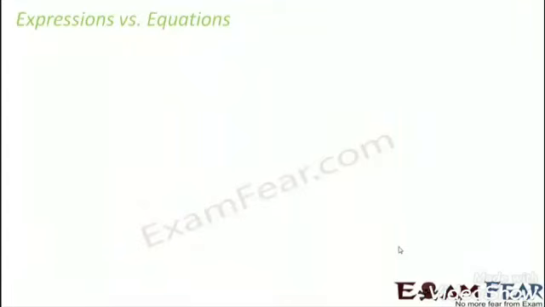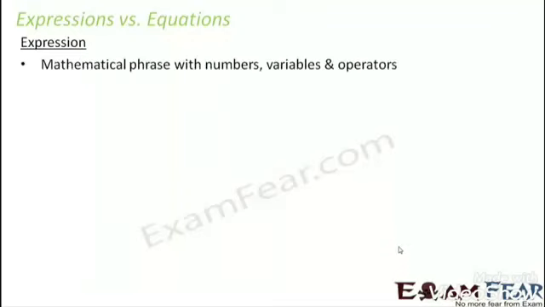Now many times children get confused between expressions and equations. So let us very neatly distinguish the two. When we talk about a mathematical expression, an expression is a phrase with numbers, variables and operators. So you will have constants, you will have variables, you will also have operators like plus, minus, divide, multiply. But you will not have an equality sign. So you are basically not equating anything in an expression.